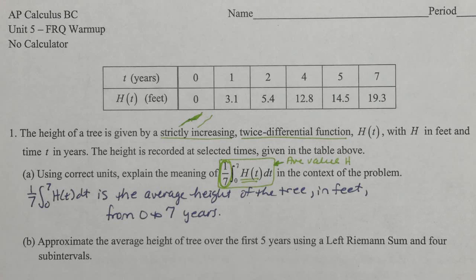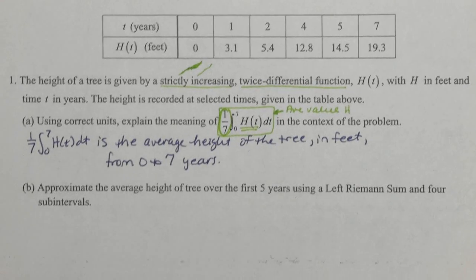Another common mistake I see kids make is they don't give the meaning of h, they give the units of h only. They'll say things like the average feet of the tree, or just the average feet. Read that back to yourself. Does that make sense? Does this give the average feet? No, it gives the average height. All right? So make sure that that sentence makes sense to you when you read it back to yourself.